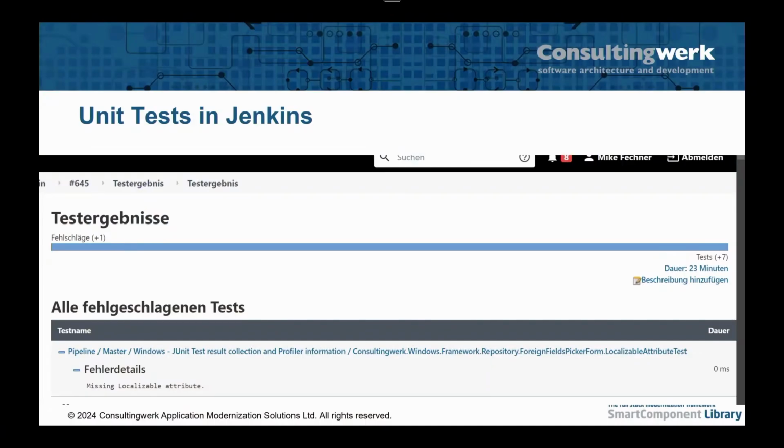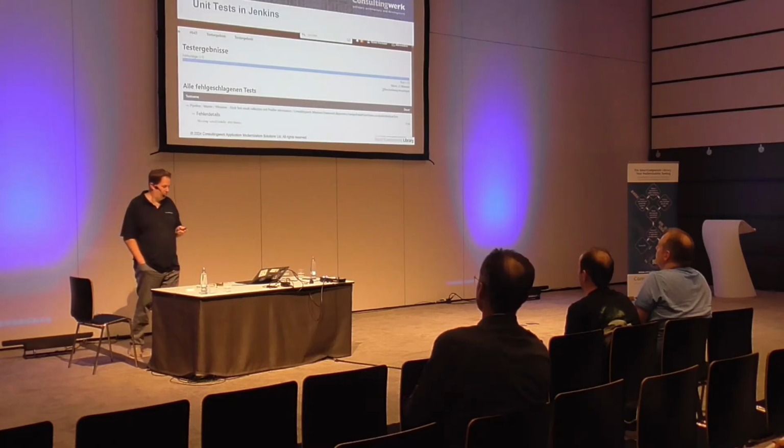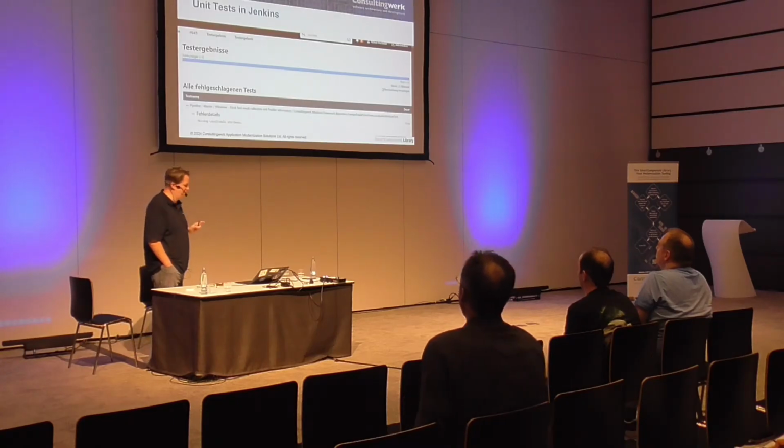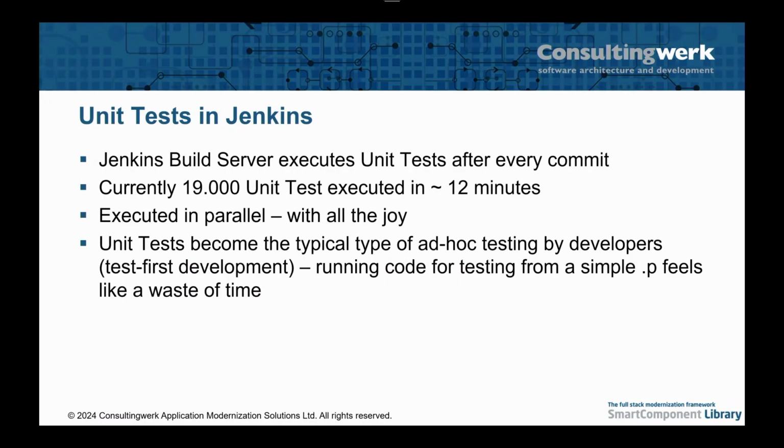Then we see here was a unit test where we actually forgot a localizable attribute in a GUI4.NET form. And then the build on the build server turns yellow. It's not red. Red is a critical failure, meaning it didn't finish. Yellow just means one or multiple tests have failed to deliver the right result. So we run that after every commit.